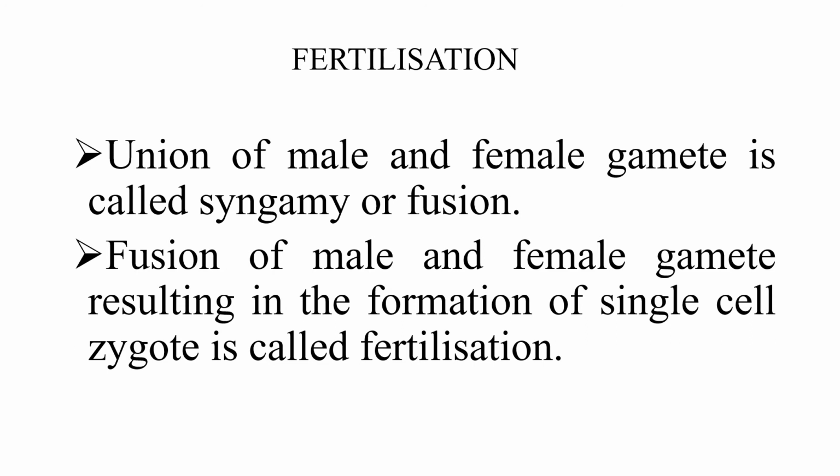Fertilization. After pollination, fertilization takes place. Union of male and female gamete is called syngamy or fusion. Fusion of male and female gamete resulting in the formation of a single cell zygote is called fertilization.